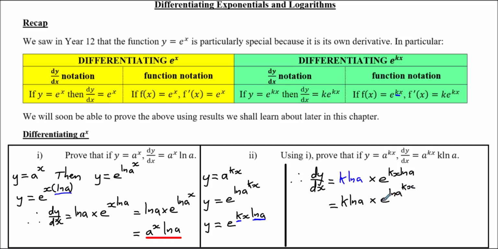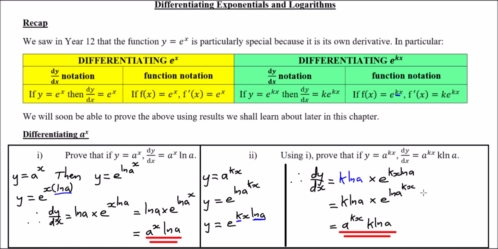But e and the natural log undo one another because these are inverses. So essentially, the e and ln will cancel. So we're just going to end up with a^(kx), which gives us our result. So putting a^(kx) at the front, we have a^(kx) multiplied by k ln a, which is exactly the result we wanted to prove. And we're going to use this result in some worked examples. So that does need to be remembered. That's not going to be given to you. You need to know both of these results.